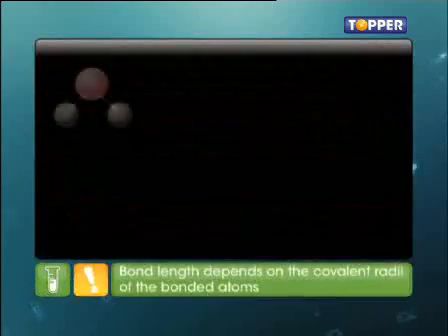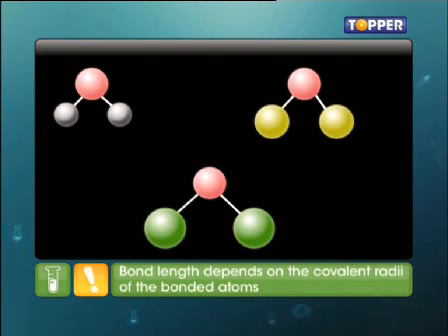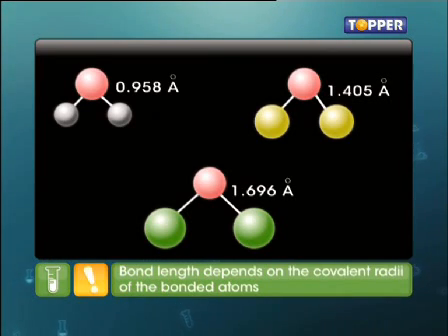And what happens to a molecule when more than two atoms bond with each other? In such a case, bond length will be the distance between the nuclei of the bonded atoms in the molecule. This in turn depends on the covalent radii of the bonded atoms.